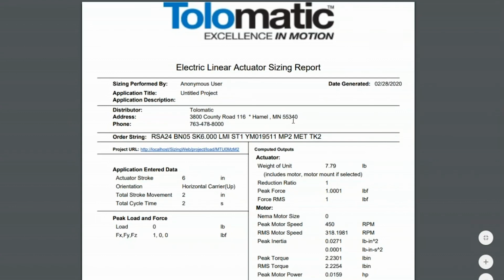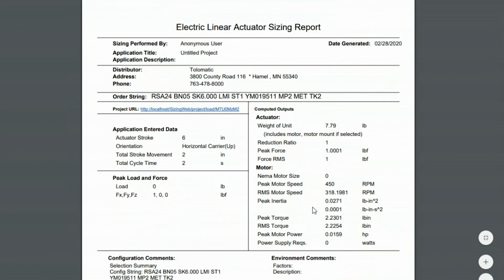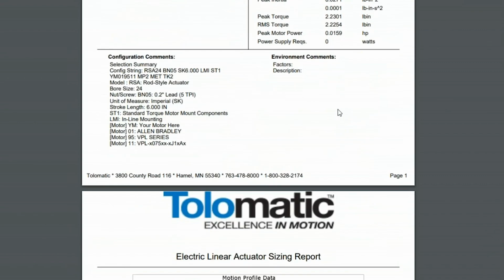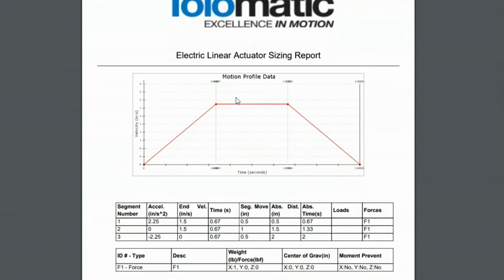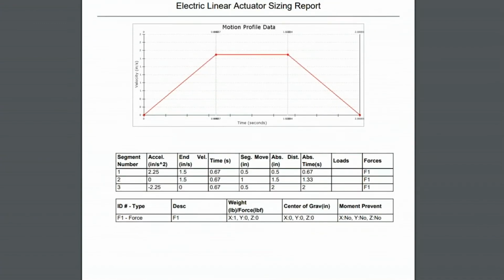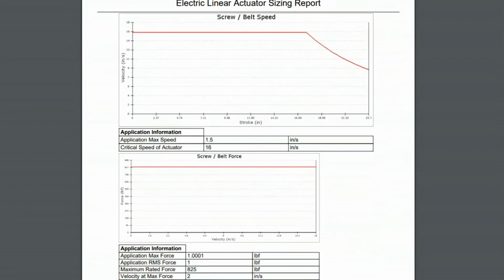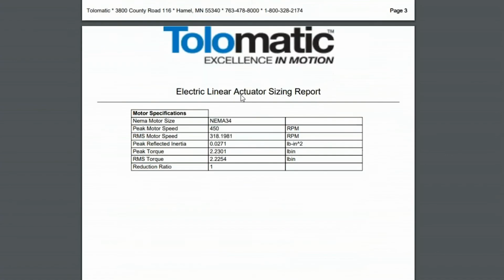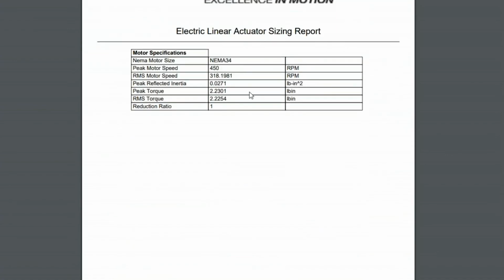In the sizing software report, it shows everything that this actuator was sized with based upon the information you put in the sizing software. The first page covers motor information and generic actuator information. It also includes the ordering string that you can provide to your local Tolomatic distributor for pricing and availability. The report goes into detail on the configuration string comments, the motion data that you put in on step 2 of the sizing software, some limitations of the actuator itself, such as screw and force, and some motor specifications again at the last page.